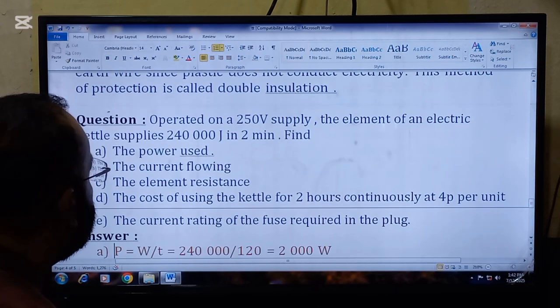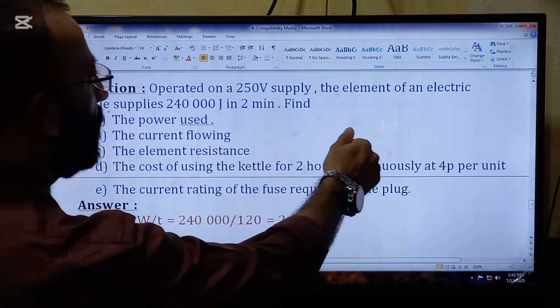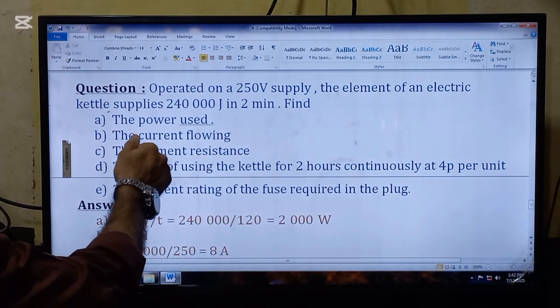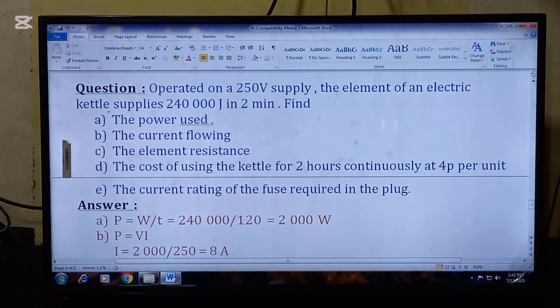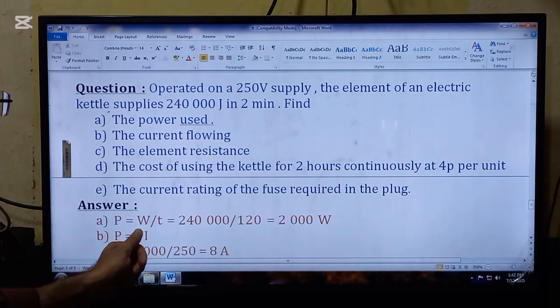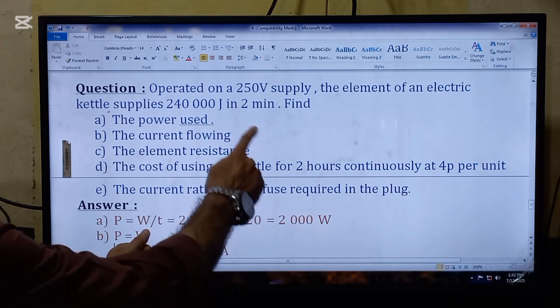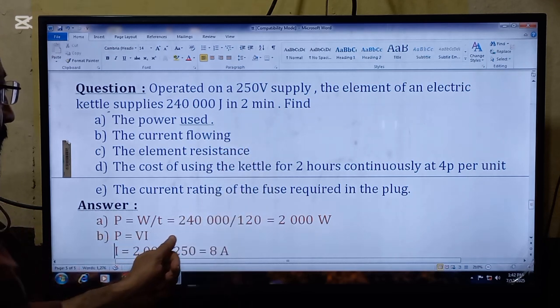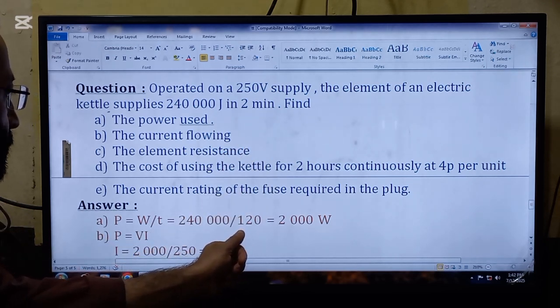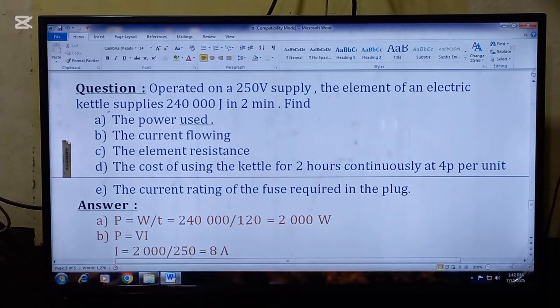Here is a question now. Operated on a 240 volt supply, the element of an electric kettle supplies 240,000 joule in 2 minutes. Find the power used. The formula for power is W over T, where W is 240,000 joule and time is 2 minutes. In 1 minute there are 60 seconds, so 2 times 60 is 120. Solving it on the calculator will give you 2000 watt.